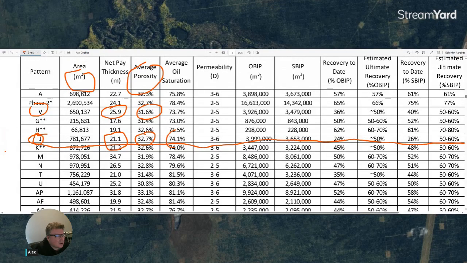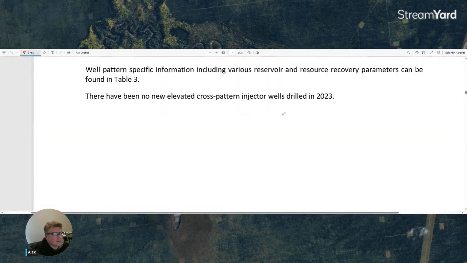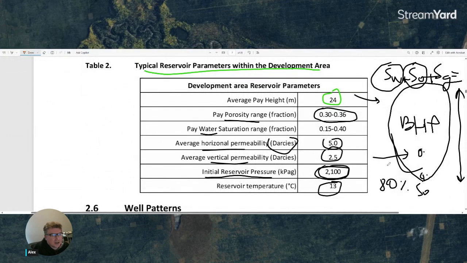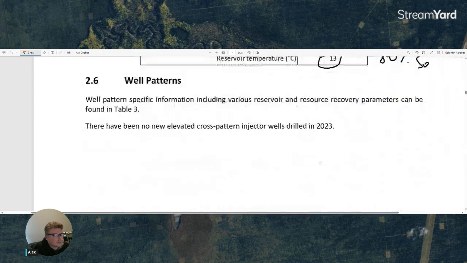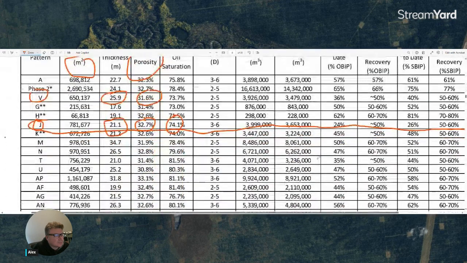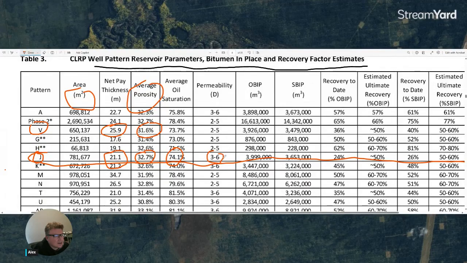Oil saturation is 74. So remember how we talked about this? Oil saturation here is 74%, which means that water saturation on that pad is about 26%, right? So on that specific pad, permeability is 3 to 6 Darcy. Original bitumen in place is about 4 million cubes. SAGDable bitumen in place, so what can be SAGDed, basically using our technology, is about 3.6, so 80 to 90%, basically.